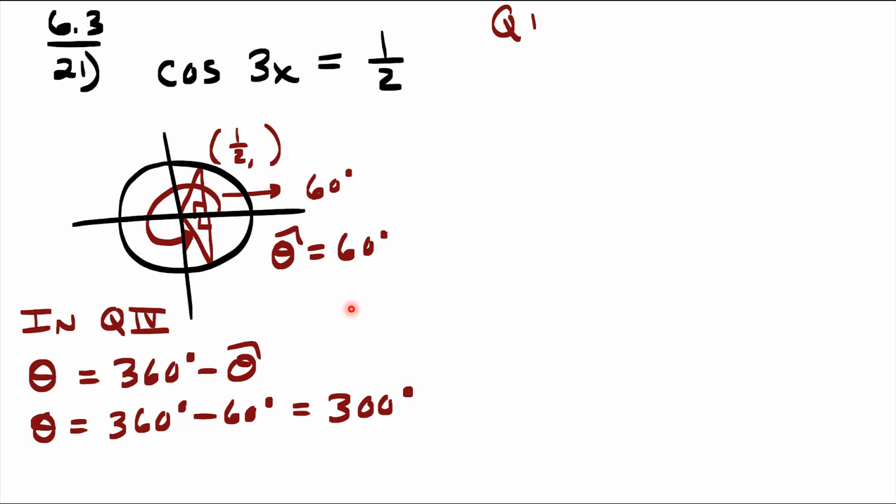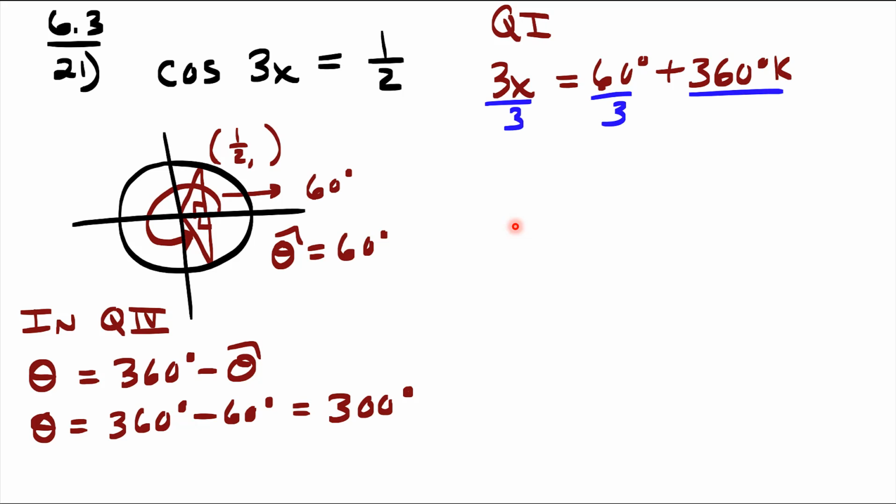Back to quadrant 1. For the quadrant 1 value here, 3x now equals 60 degrees plus 360k. Then this one says find from 0 to 360, so we're going to divide by 3. We divide by 3 here and divide by 3 there, and we get x equals 20 plus 120k.